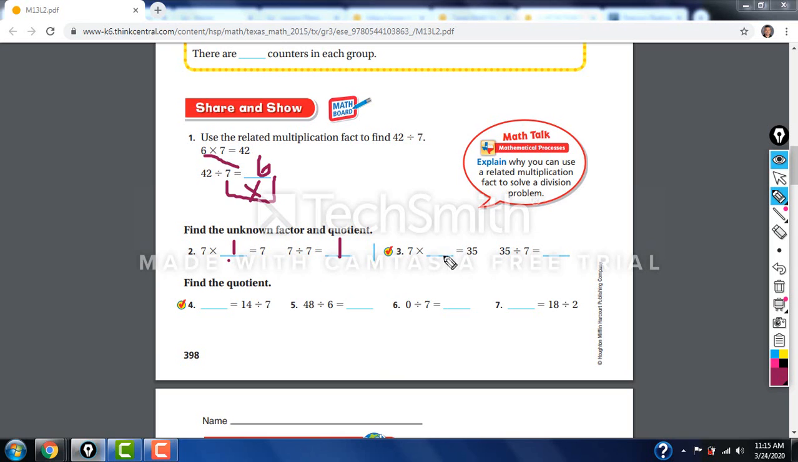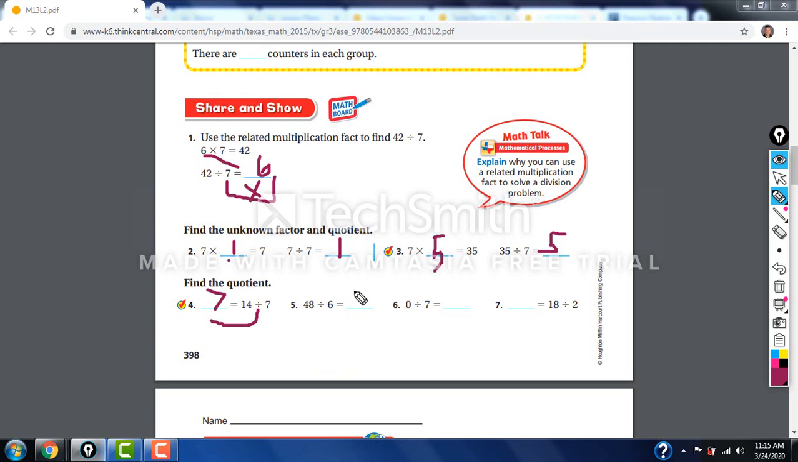7 times what factor equals 35? Your missing factor there is 5. 35 divided by 7, your missing quotient there is 5. How do we do? Good. So now we're finding the quotient. Again, we just switch the numbers around. So 14 divided by 7, your missing quotient is 7.